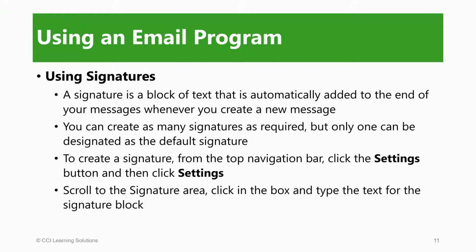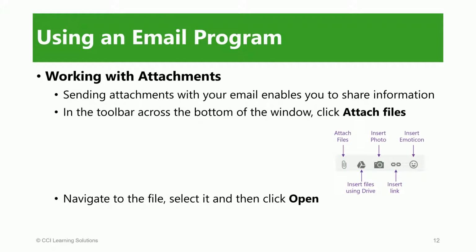Using signatures. A signature is a block of text that is automatically added to the end of your message whenever you create a new message. You can create as many signatures as required, but only one can be designated as the default signature. To create a signature, from the top navigation bar, click the Settings button and then click Settings. Scroll to the signature area, click in the box, and type the text for the signature block.